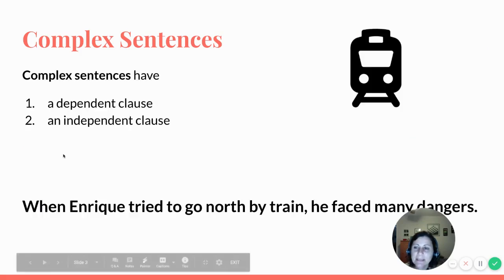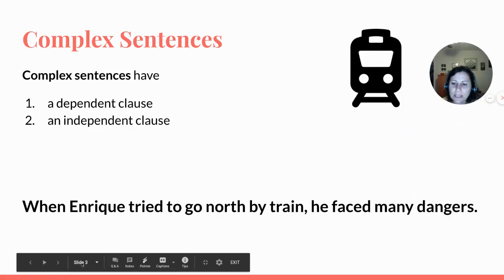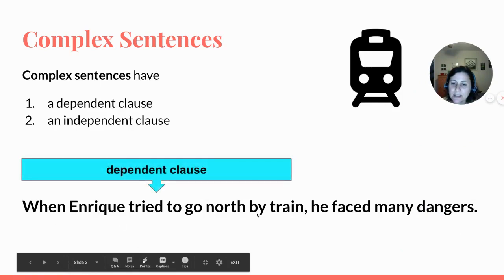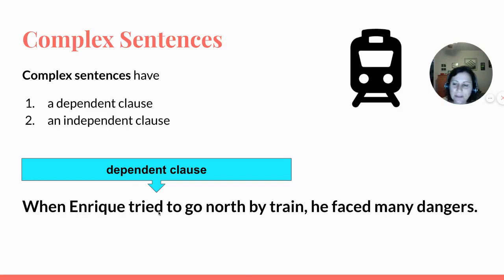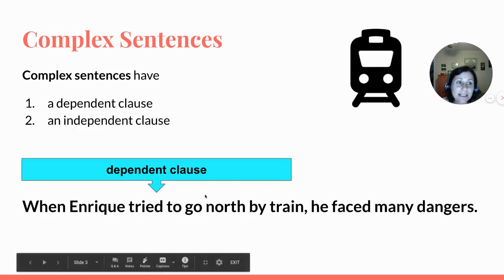Complex sentences basically have a dependent clause and an independent clause. This is different from compound sentences which had two independent clauses. Let's look at an example. When Enrique tried to go north by train, he faced many dangers. This here is a dependent clause. This means it's not complete. It's dependent on the other clause. When Enrique tried to go north by train, this thought is not finished. That's what makes it a dependent clause.